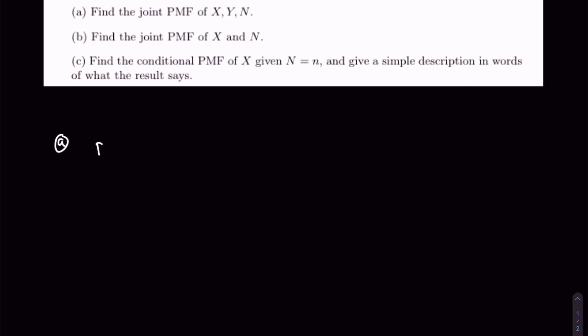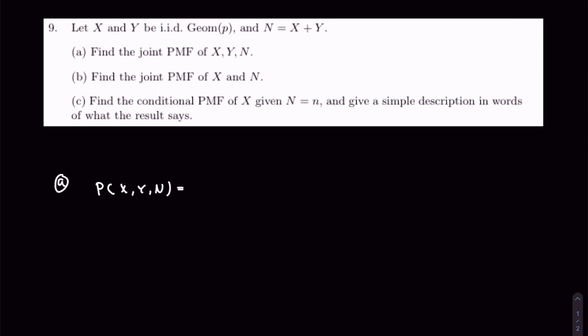We are asked to find the joint PMF of X and Y and N, where X and Y are i.i.d. geometrical, and N is the sum of these two. Okay, so the joint PMF is the probability of X, Y, N.